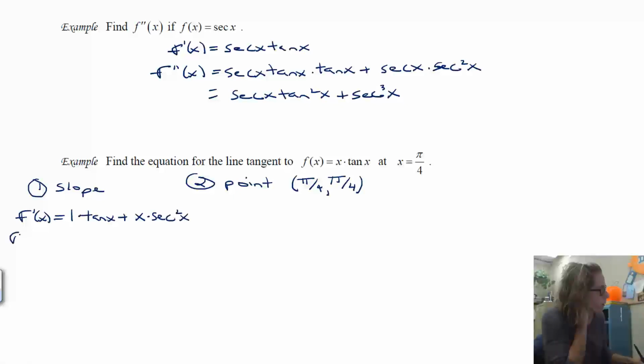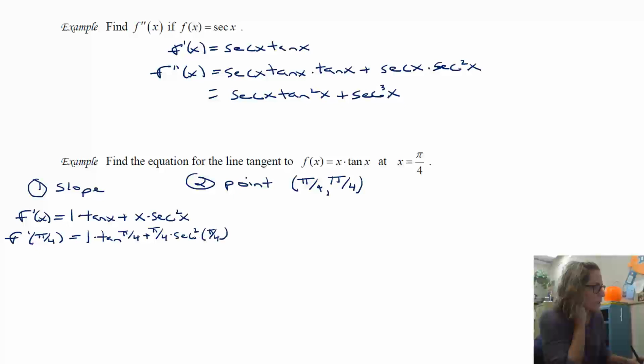And then, of course, more importantly, for the equation of our line, we need to find the derivative at pi over 4. So we did already find that for the tan x, because we used that prior. So we know that tan x, when you plug in pi over 4, is 1. So I'll write this out. So tan of pi over 4 plus pi over 4, and then secant squared of pi over 4.